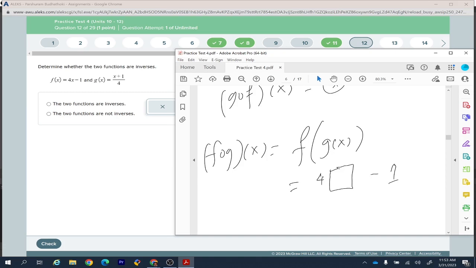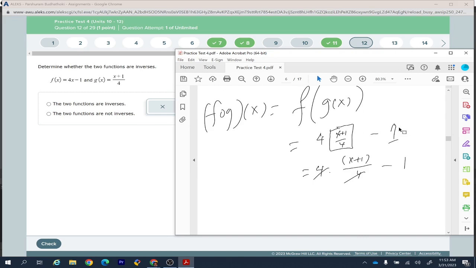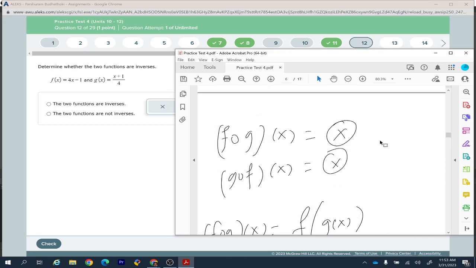So g of x, we can see here, is (x plus 1) over 4. Now open that box and do the simplification. So this 4 and this 4 are gone, and then x plus 1 minus 1 is x. That's what we were expecting. So that passes the first test.